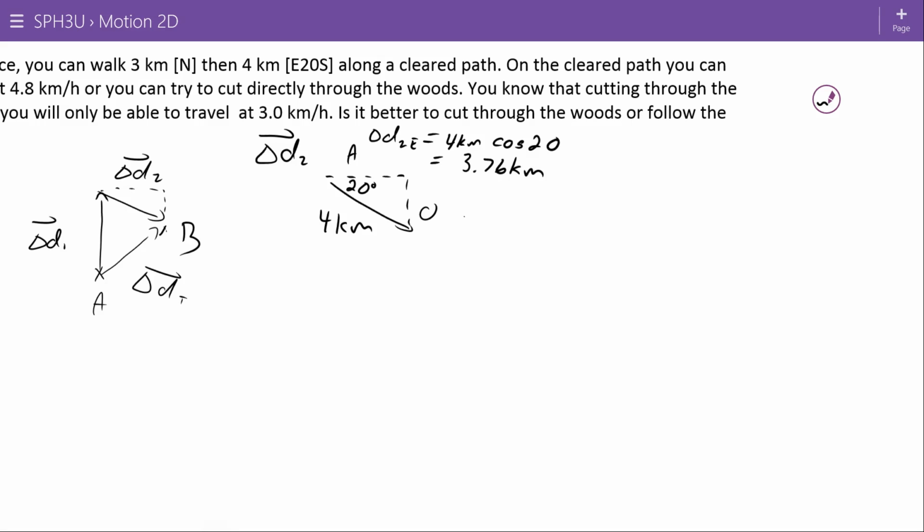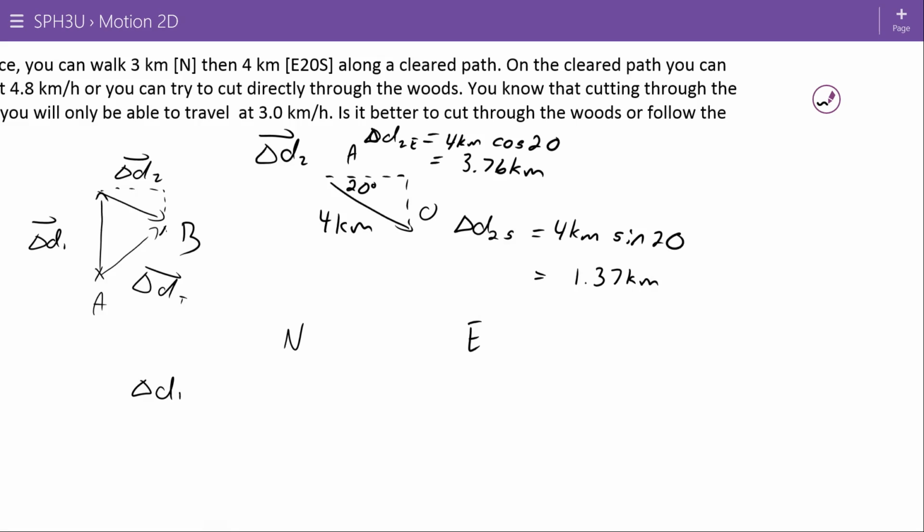This one, my delta D, that's a delta by the way, it doesn't really look like one. Delta D2 south is going to be 4 kilometers sine 20, for sine 20, which is 1.37 kilometers. I'm not going to put the negative because it's in the south here. I'll put it in when I'm putting it in the chart. So I'm declaring north and east as my positive directions.